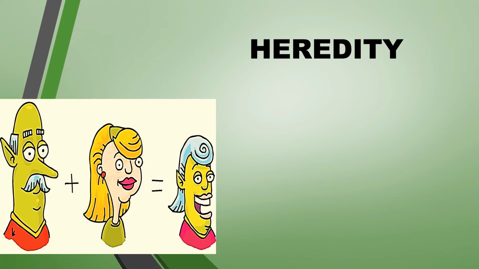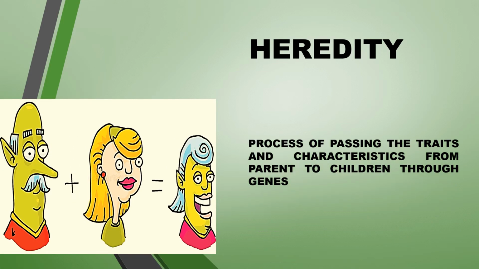Heredity. Heredity is a process of passing the traits and characteristics from parent to children through genes. So, the characteristics are passed from parents towards the offspring. The offspring get their features and characteristics from the mother and father. That is from one generation to another generation.